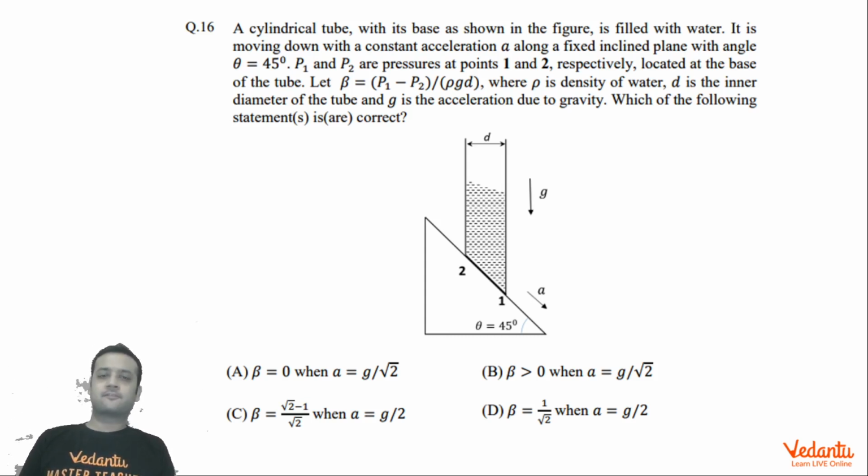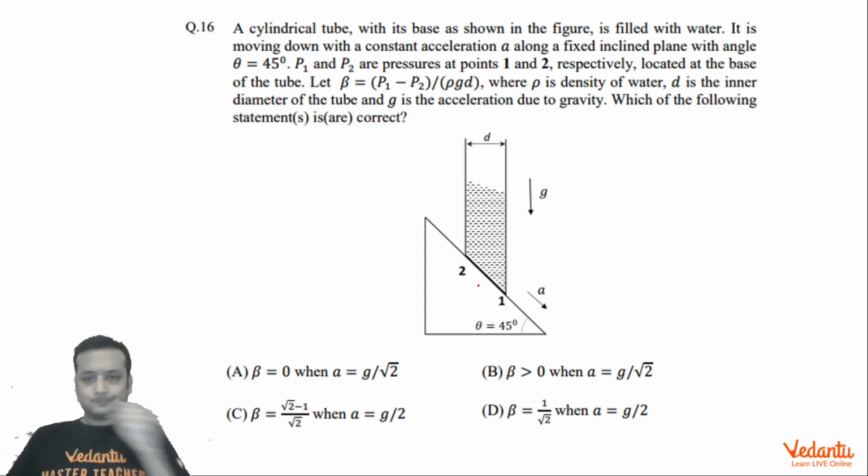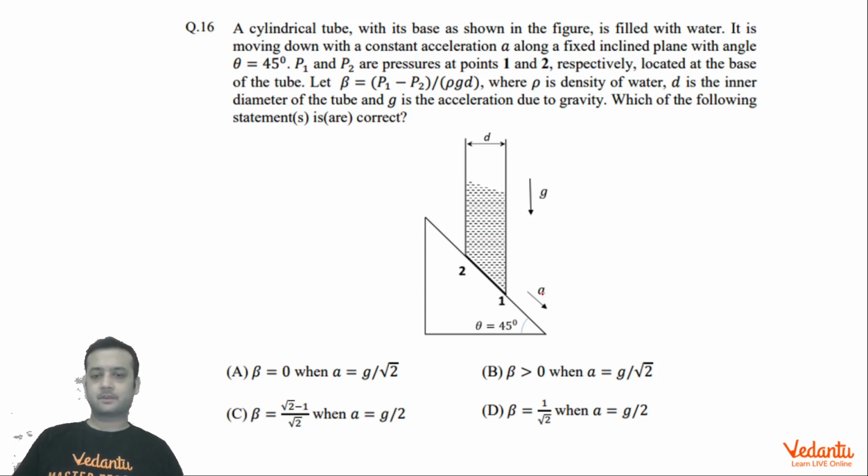Those students who have done the questions based on accelerated containers would have been able to do this question. I will tell you one very good, crisp, short solution of this question. So what's happening over here: there's a fixed inclined plane, and on this inclined plane there's a cylinder whose bottom surface is according to that of the inclined plane itself. So this cylinder is sliding with an acceleration value of a.